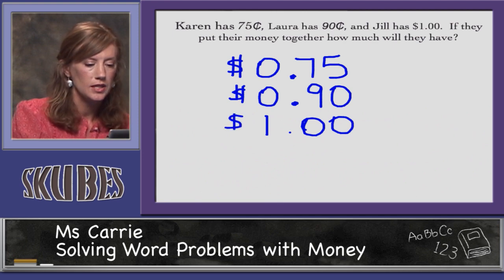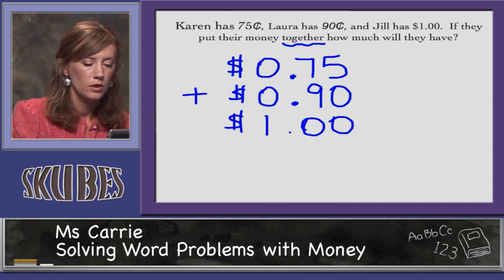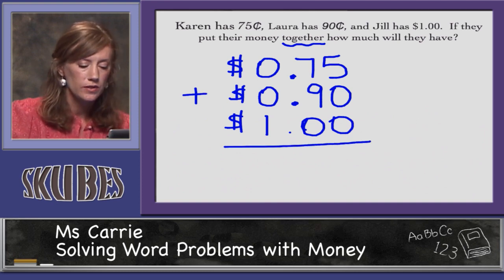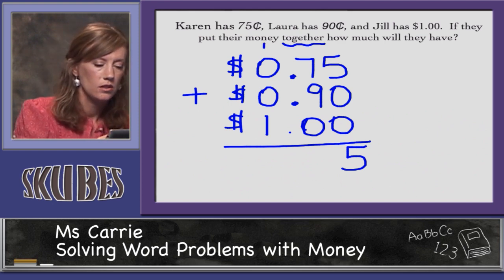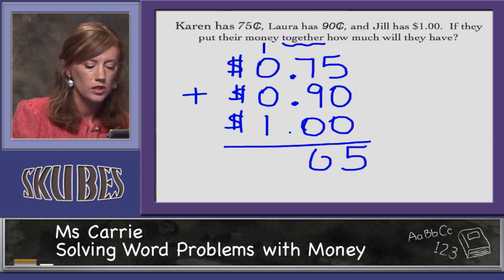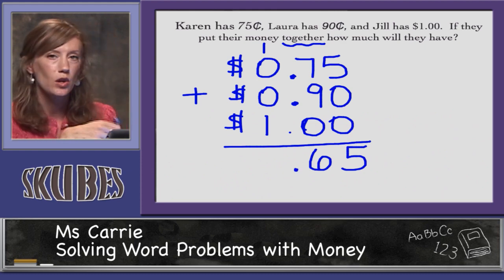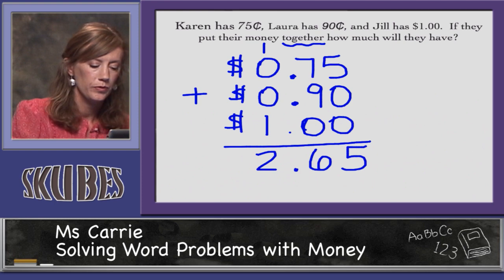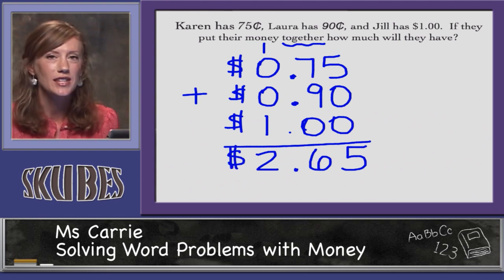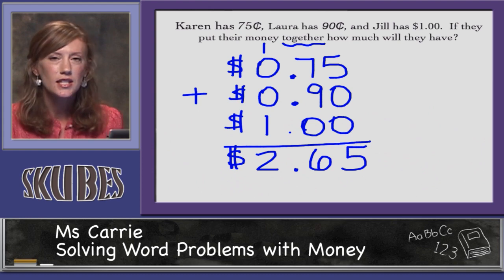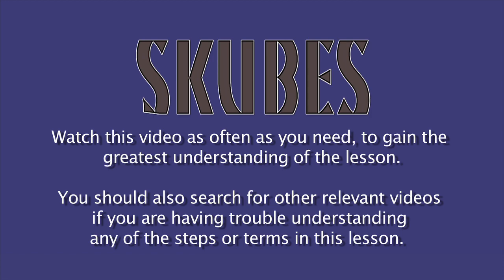Well, they're putting their money together, so we're going to add. 5 plus 0 is 5. 9 plus 7 is 16. So we carry our 1, put our 6 here, bring down our decimals. 1 plus 0 plus 0 plus 1 is 2. So together, the girls have $2.65. That is the end of our lesson today on solving money word problems.